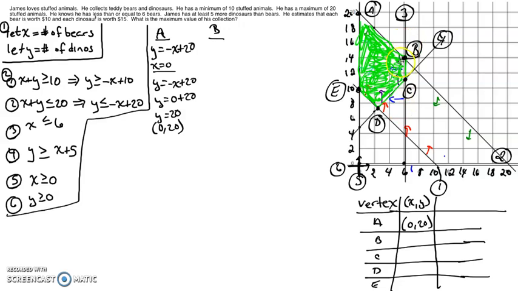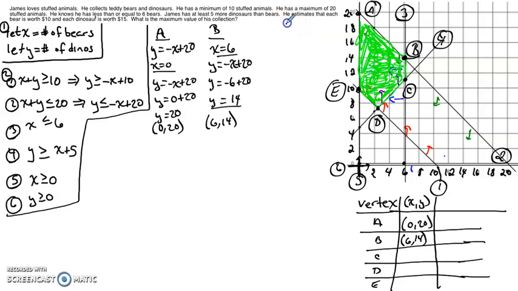Let's take a look at B. The two lines that go through B, line 3. So line 3 is x equals 6. And line 2 was y equals negative x plus 20. So I know my x is 6. I need to find my y, so I can replace x with 6. Y equals negative 6 plus 20, so y equals 14. So my ordered pair here is 6, 14. And I'll translate that down to my table that I've started.